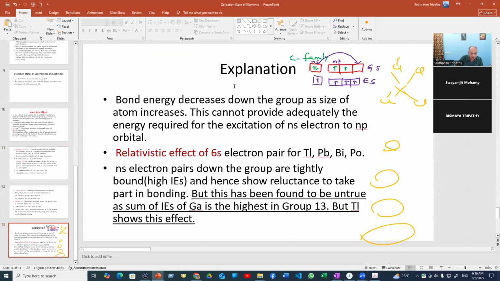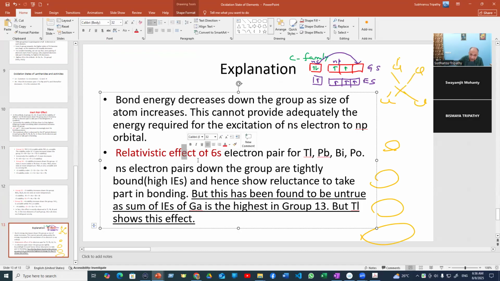You will just write one by one. I have already explained everything. But I have written here the relativistic effect of the 6s electron pair for thallium, lead, bismuth, polonium. That is also one of the main reasons behind the inert pair effect.